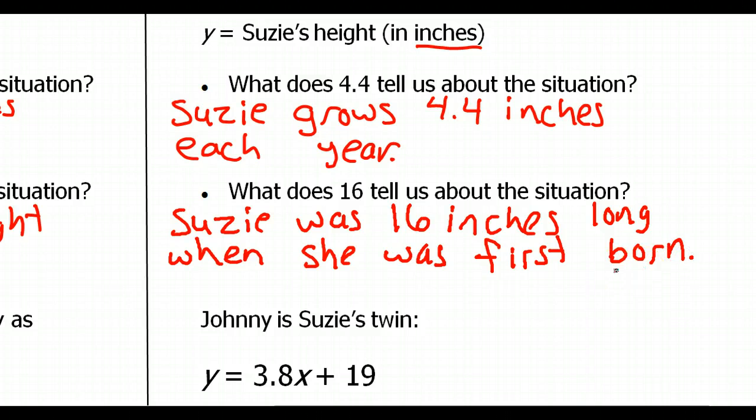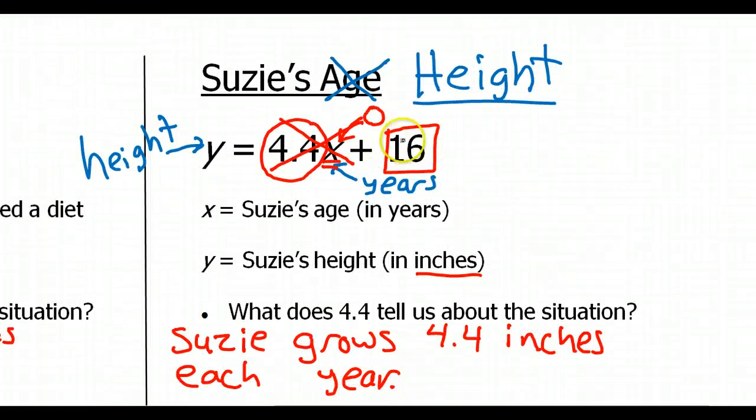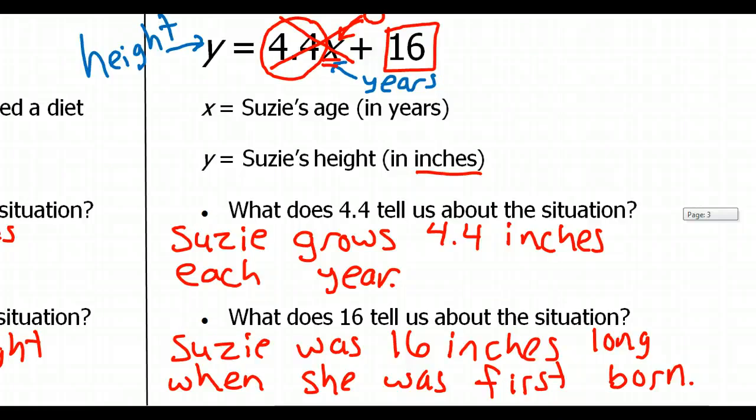Because that means her age is 0. So notice, one more time, anytime we want to know what this number on the end is, imagine what it means for the variable to be 0. Because that will make this go away, and then that will tell you what this number on the end means.